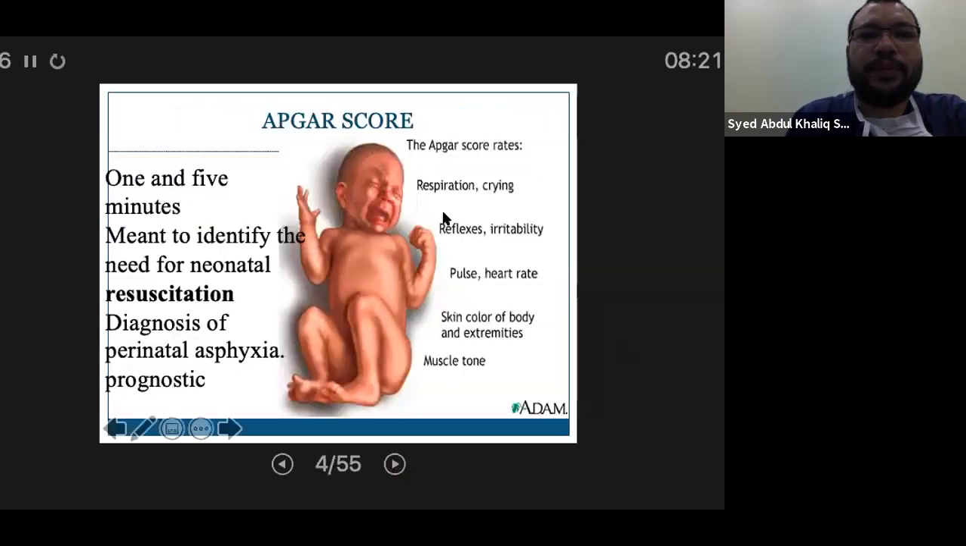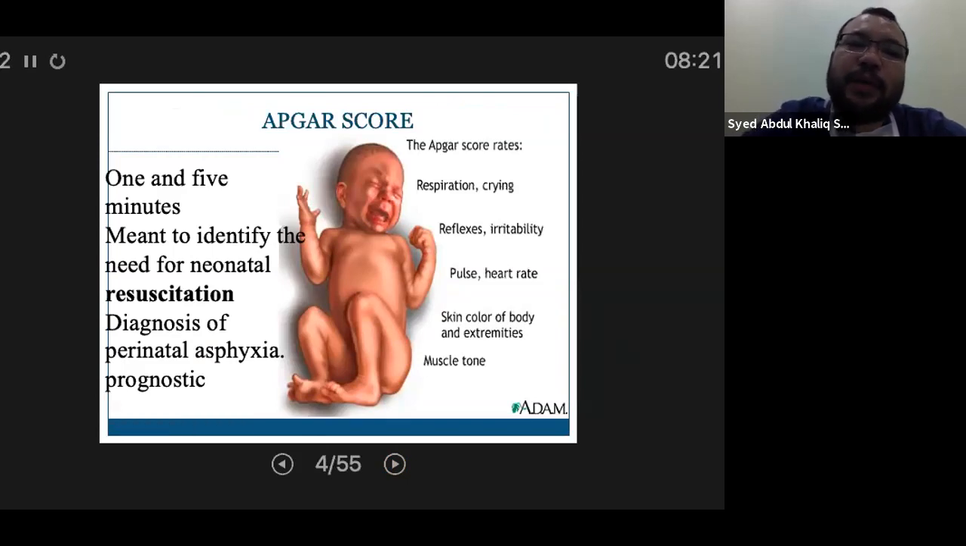Okay, all right. So Apgar score, you assess at 1 minute, 5 minutes, and then 10 minutes, and so forth. Basically, it is meant to identify the need for neonatal resuscitation and diagnosis of perinatal asphyxia. But the main purpose of the Apgar score is actually prognostication. So if the Apgar score is low, the main benefit is actually for prognostication.